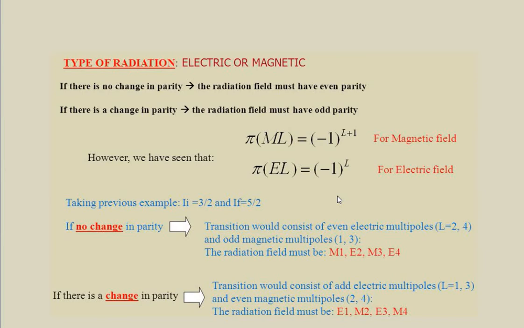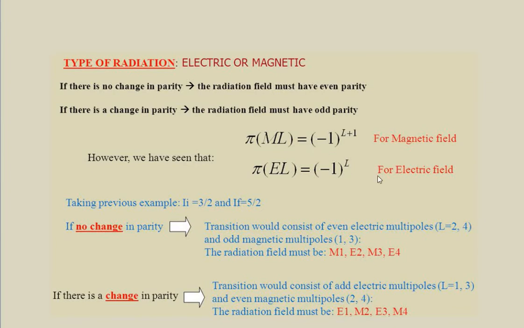Now the third case. We know L has possible values 1, 2, 3, 4. When we take L equal to 3, 3 plus 1 is 4, so this has even parity. If we apply L equal to 3 in the electric case, there is a change in parity. So for no change in parity at L equal to 3, this condition is not satisfied, but the other is satisfied. So M3 type radiation is possible.